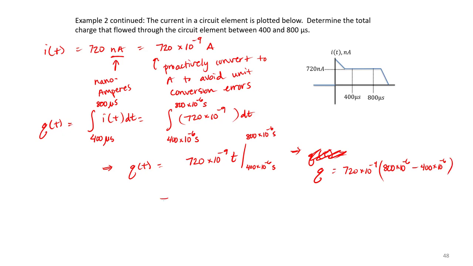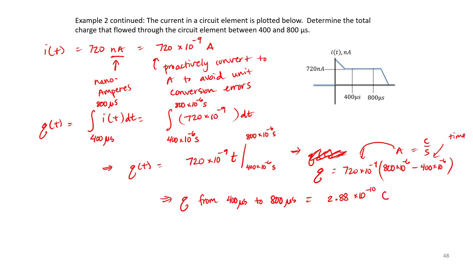And if we math that through, we determine that our total charge Q from 400 microseconds to 800 microseconds is going to be equal to 2.88 times 10 to the minus 10. And what's our units? Units of charge is coulombs. Again, because here we have amperes, which is coulomb per second, and then here we have time in seconds.